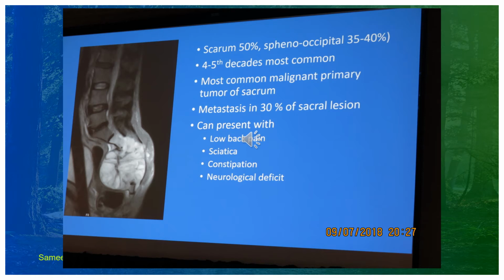It can present with low back pain, sciatica, or pressure symptoms like urinary and bowel symptoms and constipation, or neurologic deficit. It is a malignant tumor. It has a predilection for the sacrum.